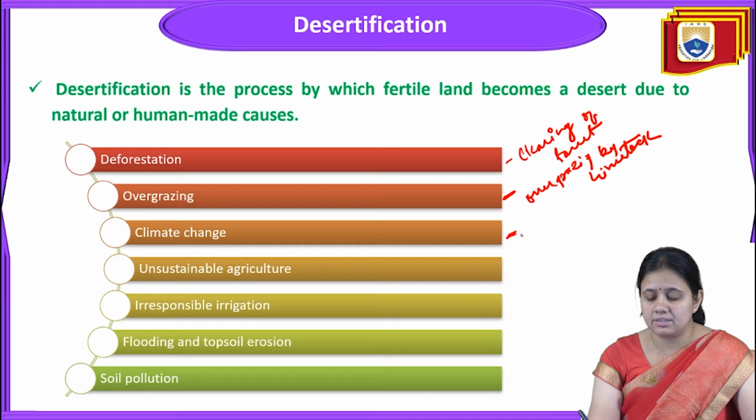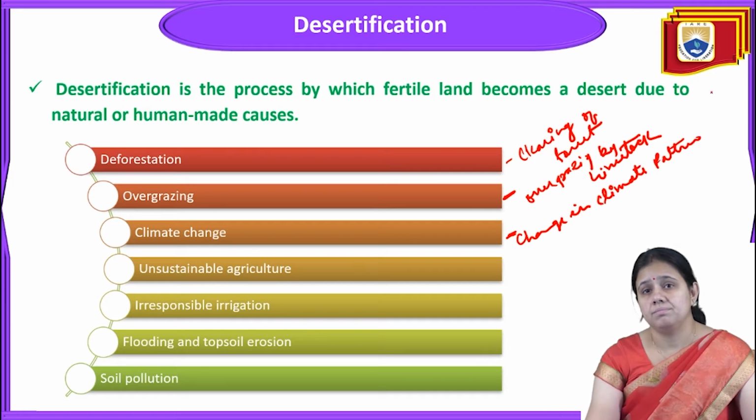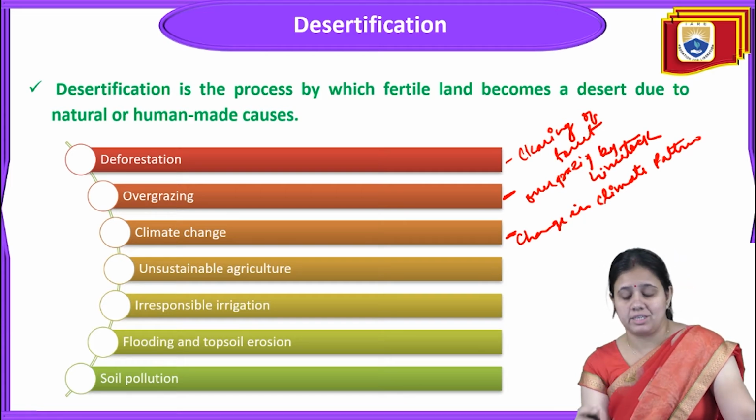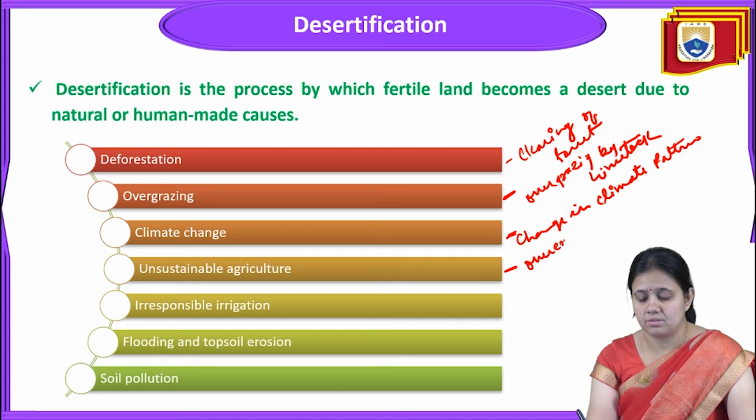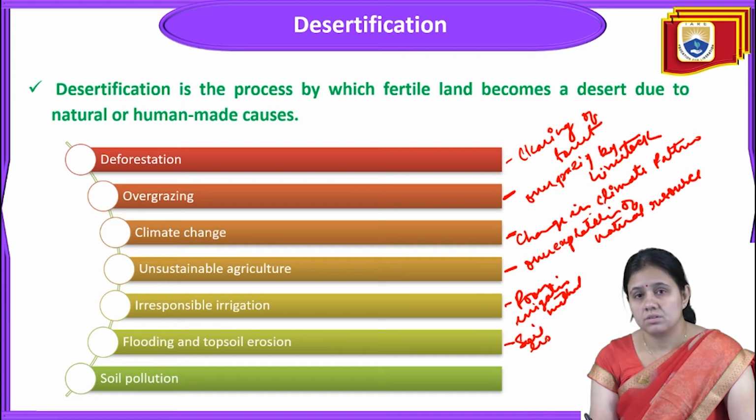Next is climate change, that is change in climate pattern, and human behavior, and unsustainable agriculture, meaning over exploitation of natural resources. Then irresponsible irrigation, meaning poor irrigation methods. Next is flooding and topsoil erosion, again a soil erosion. And next is soil pollution due to heavy metals.